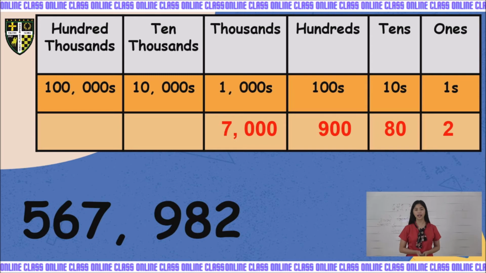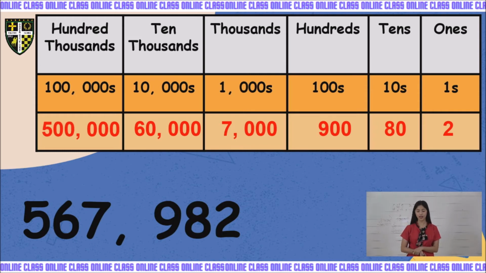Next one, for the 10,000, the number 6 belongs to the 10,000's place value. As you can see, there are 4 more digits from the right side of the number 6, so we are going to change those 4 digits into 0. So now, 6 has the value of 60,000. And for the last digit, which is the digit 5, there are 5 more digits from the right side, so those 5 digits will be changed into 0. So now the value of 5 is 500.